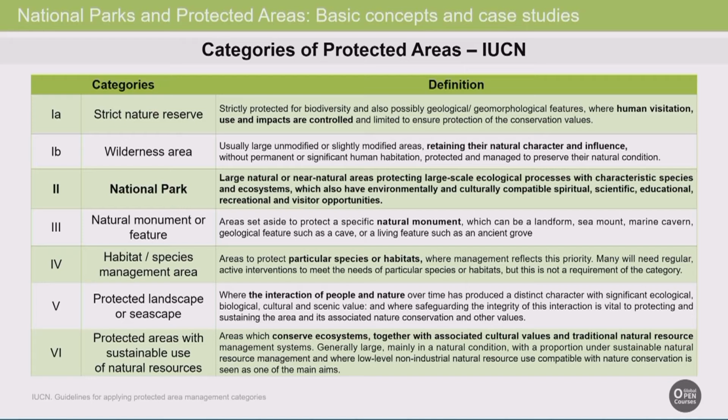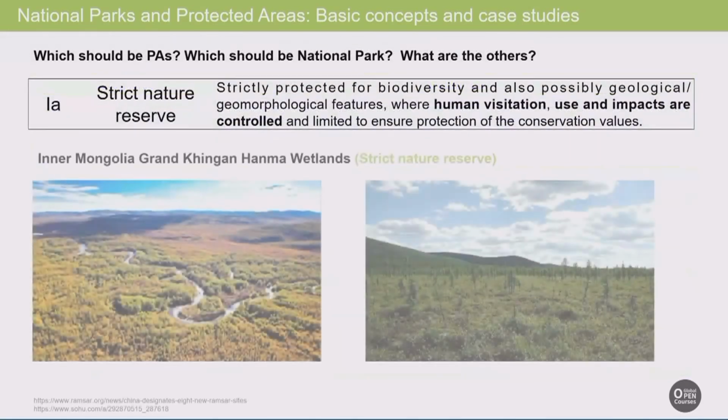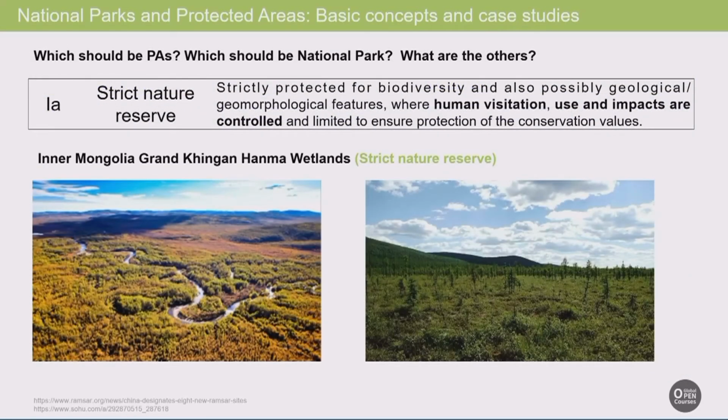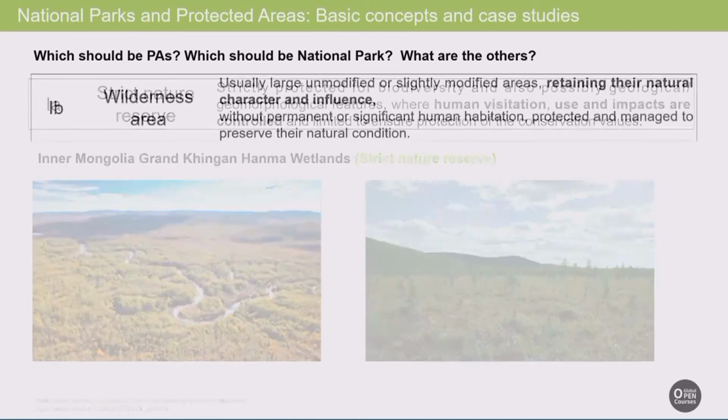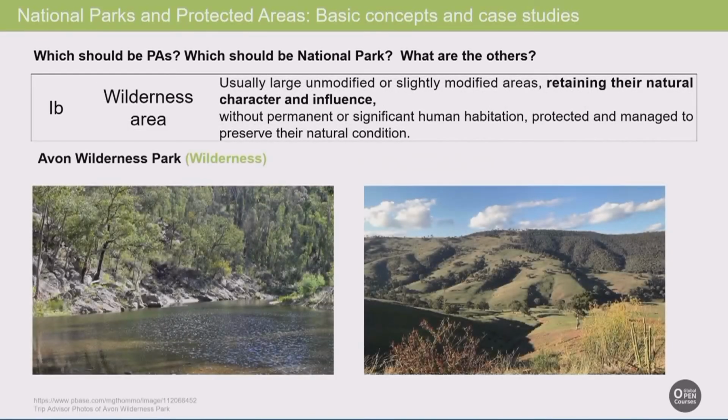So 1A is the strict nature reserves, which emphasize strictly protecting nature, and usually this type of area is smaller than national parks and wilderness areas. And 1B is the wilderness area, which I will explain in more detail in lecture 6. So mainly it emphasizes that human impact is at the least level, and the nature is retaining its natural condition and natural character and influence.